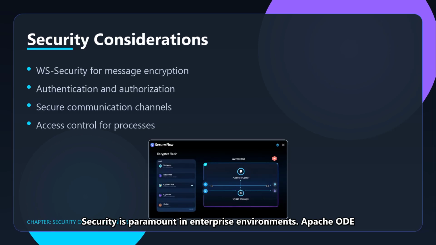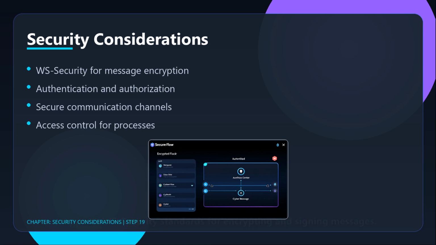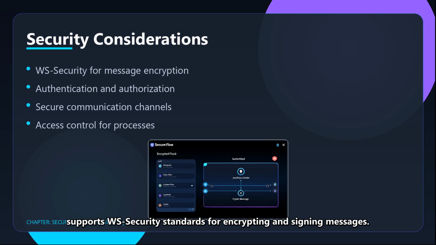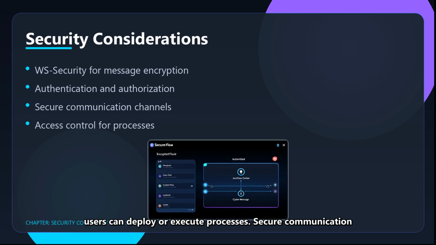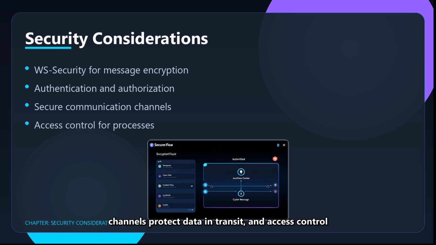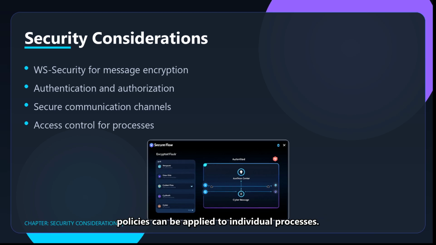Security is paramount in enterprise environments. Apache ODE supports WS security standards for encrypting and signing messages. Authentication and authorization mechanisms ensure that only authorized users can deploy or execute processes. Secure communication channels protect data in transit, and access control policies can be applied to individual processes.